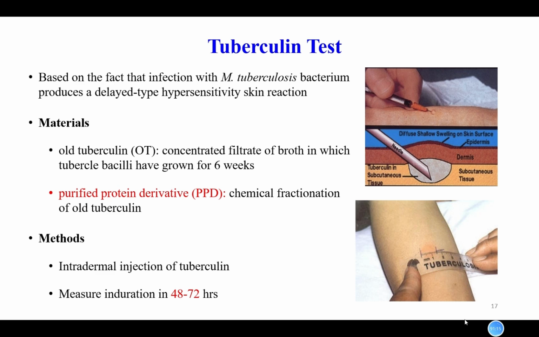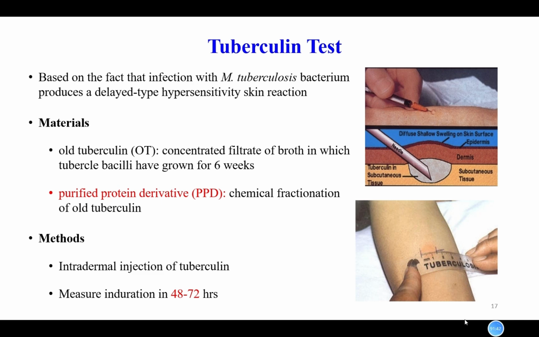Tuberculin was the protein component in the broth culture. So you culture the bacteria, tuberculosis, in broth for a long period of time, 6 weeks. And it produces protein molecules in the broth. Then you filter out the bacteria, and the protein component in it is tuberculin.